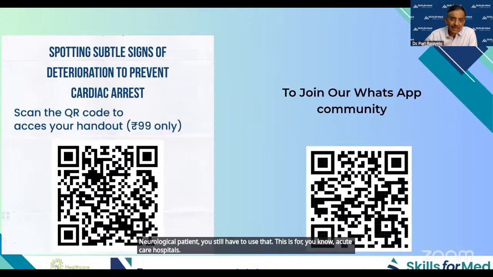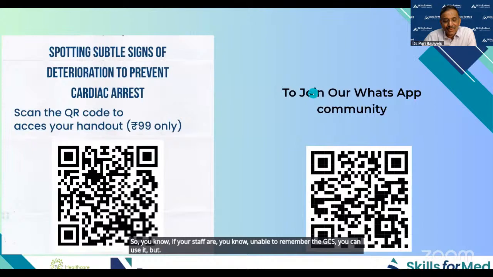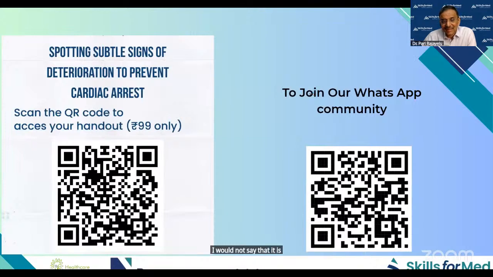There is one particular thing about the level of consciousness using the ACVPU scale. If your staff are unable to remember the GCS, you can use it, but I would not say that it is a replacement for the Glasgow Coma Scale.